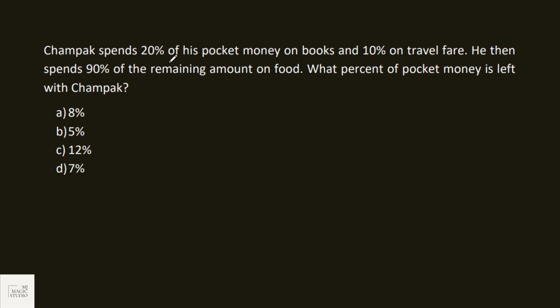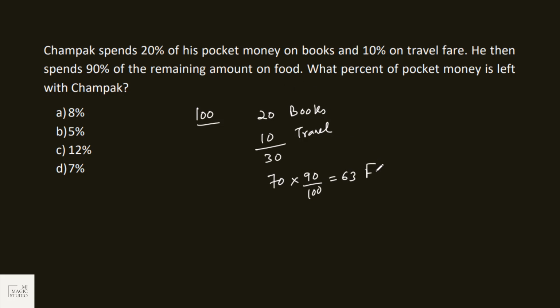Champak spends 20% of his pocket money, he had 100 rupees, on books. So 20 rupees goes for books and 10% on travel. He then spent 90% of the remaining. 30 gone, remaining is 70. 70 into 90% is 63, the amount on food. So remaining now is 70 minus 63, that is 7. What percent of pocket money is left with Champak? 7%. Answer.